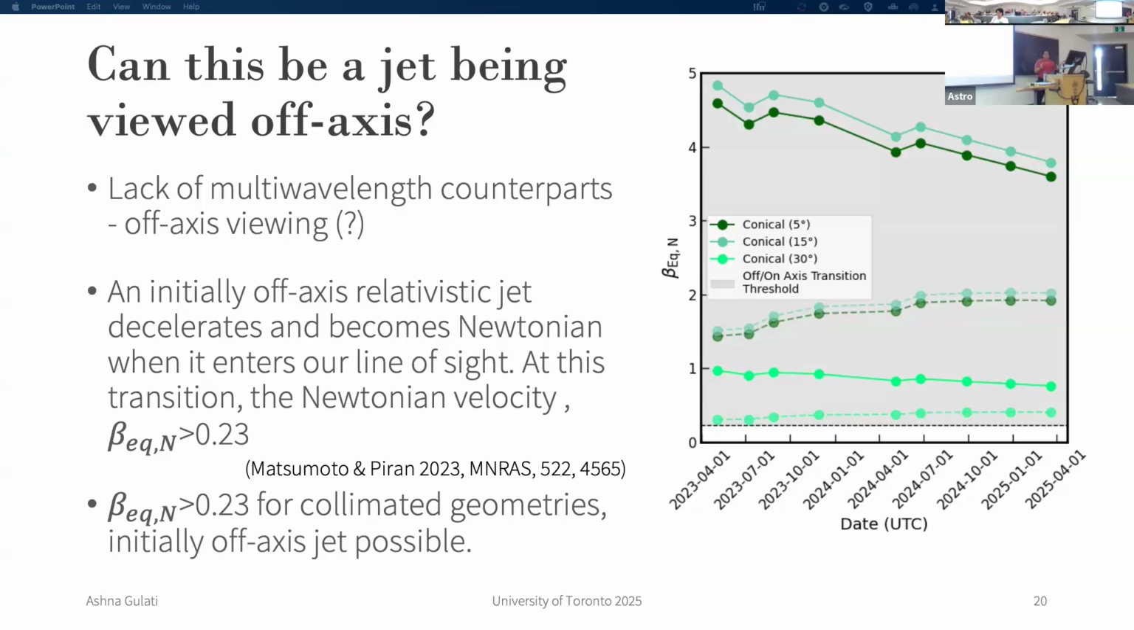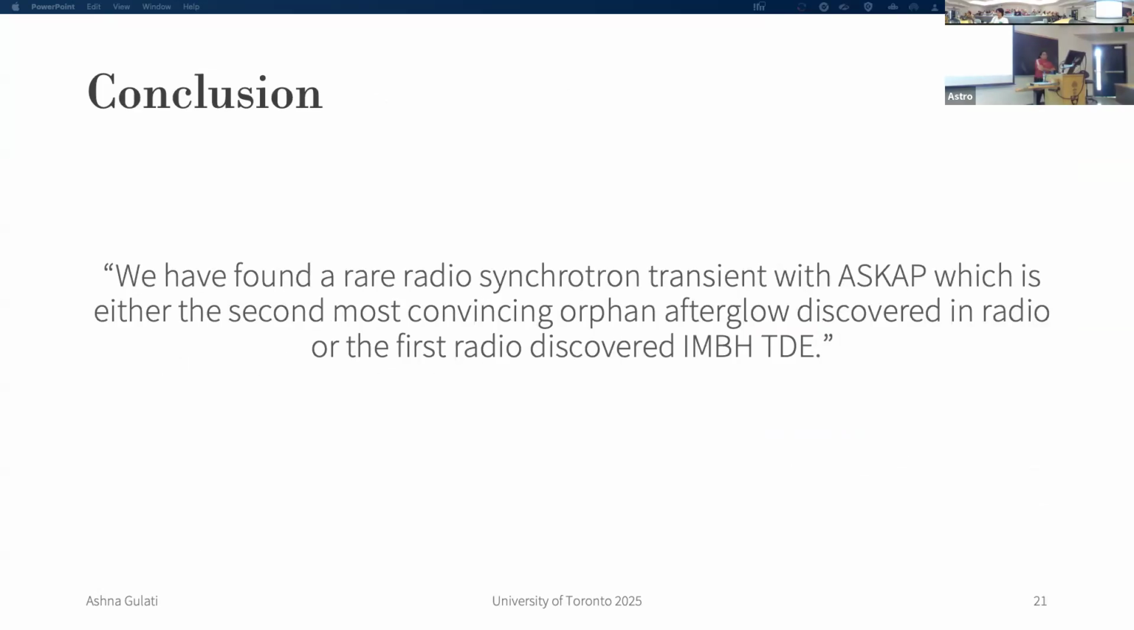And all our assumed collimated geometries are basically sitting above that threshold. So it is very possible that this could be an initial weak off-axis jet that we're just viewing now. In conclusion, we found a rare radio synchrotron transient with ASKAP, which is either the second most convincing orphan afterglow discovered in radio, or the first radio discovered IMBH TDE.